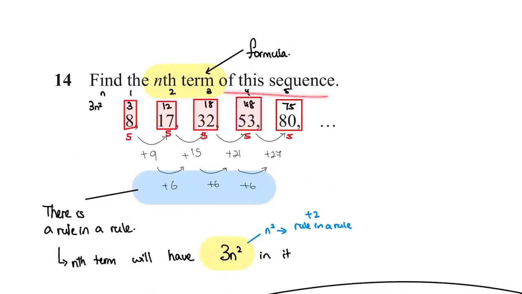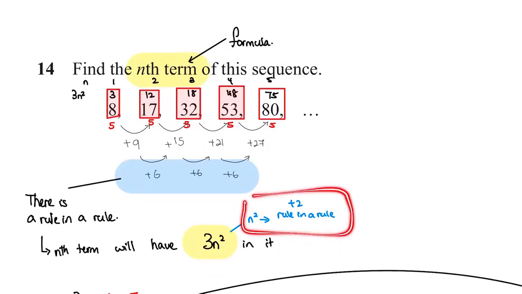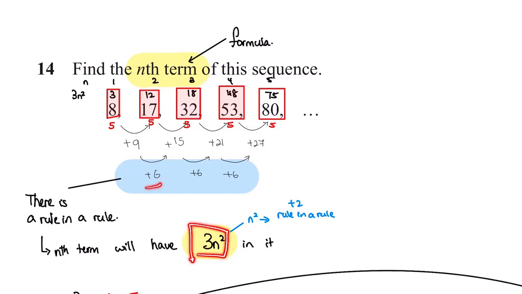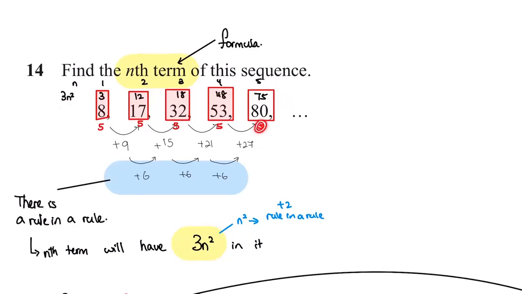Next, find the n-th term of this sequence. You can see, like I mentioned the last time, where there's a rule in a rule. So a rule in a rule, n squared represents a +2 rule in the rule. So if it's a +6, you just take 3n squared. Then what we do is we remove this 3n squared from each of these terms. 3 times 1 squared, 3 times 2 squared, 3 times 3 squared, 3 times 4 squared, 3 times 5 squared. We get all these numbers, we remove it, we see what's remaining. Sometimes you get an n term here, then you need to find the n term and add both together. But for this particular case, it's just a constant 5. So we're just going to add 5 here.